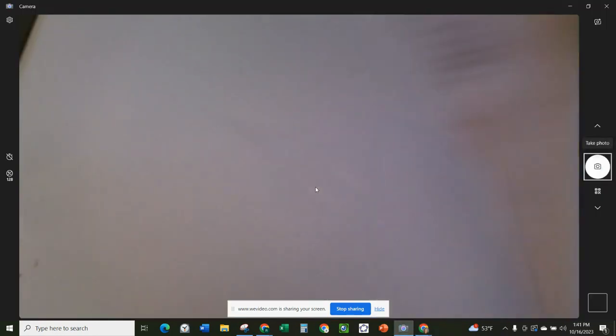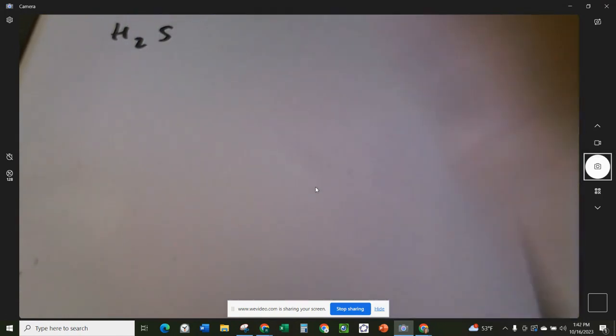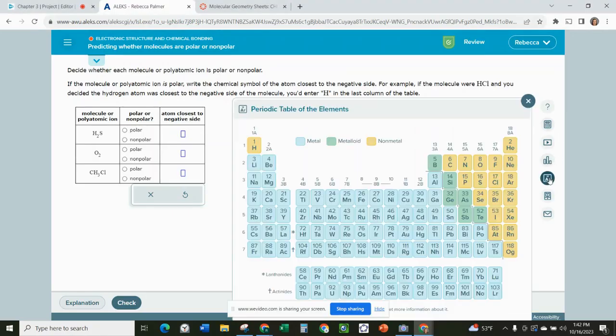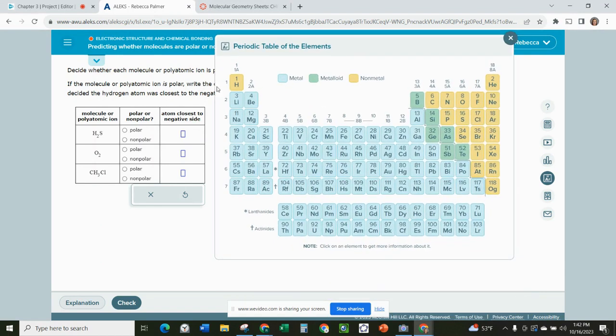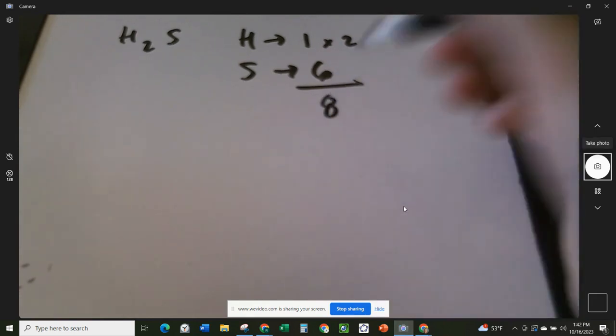So we have H2S. We need to figure out how many total valence electrons to show. So let's go back and look at our periodic table. You will get this on the test. So hydrogen is in this first column. It has 1 valence electron. There's 2 of them. So hydrogen brings us 1 each, and there's 2. And then sulfur is over here in the 6A column. That gives us 6 valence electrons. So then we add those up. This structure should have 8 total valence electrons.